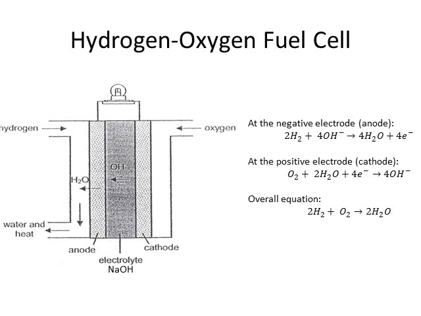One very specific type of electric cell is the hydrogen-oxygen fuel cell. What happens here is at the negative electrode, the anode, hydrogen gas is being fed in. The OH minus ions from the electrolyte are attracted to the anode, where they react with the hydrogen gas to form water and electrons.